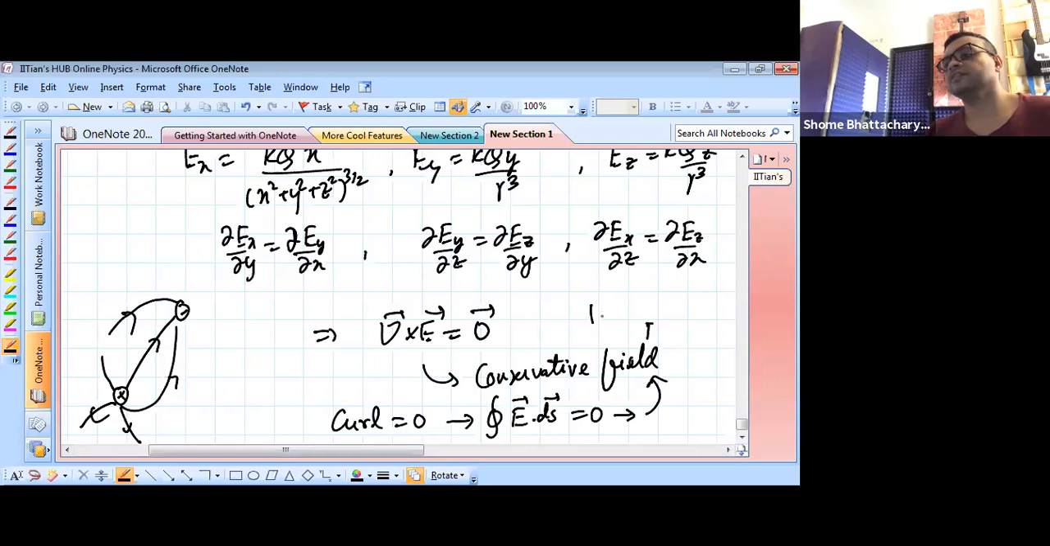So field lines do not form closed loops.